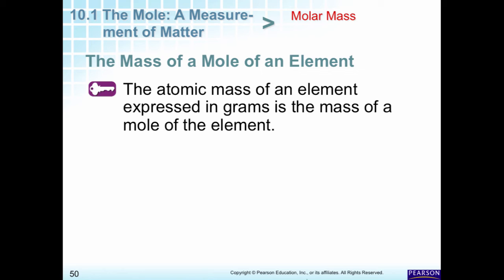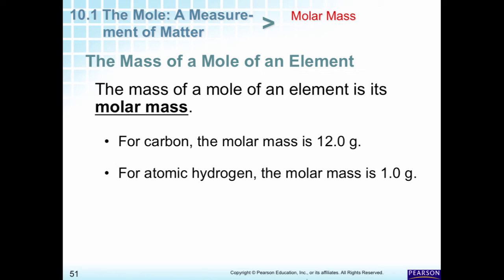The atomic mass of an element expressed in grams is the mass of a mole of the element. That is so neat. For instance, carbon's atomic mass is 12, so its molar mass is 12.0. Hydrogen is 1 AMU, so its molar mass, for atomic hydrogen, is 1 gram. As I said, hydrogen is usually a diatomic particle, H2, which would be 2.0, so a mole of H2 would be 2.00 grams. That's the bridge between elements and molecules.